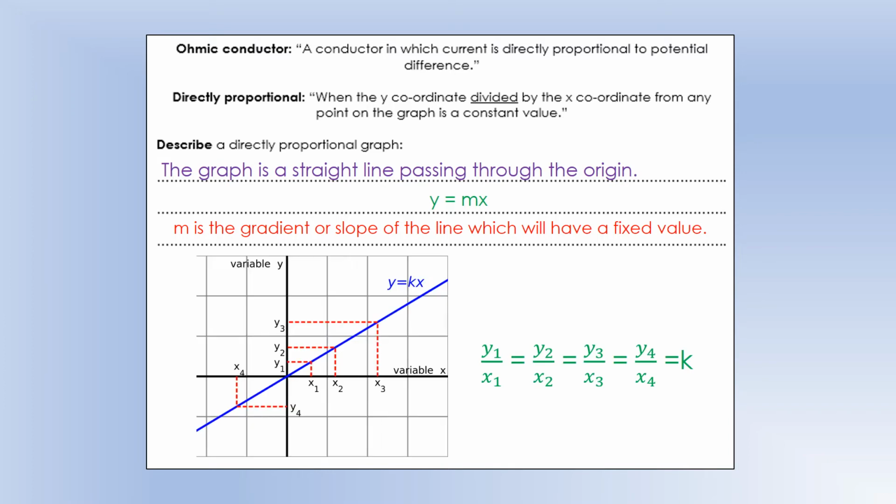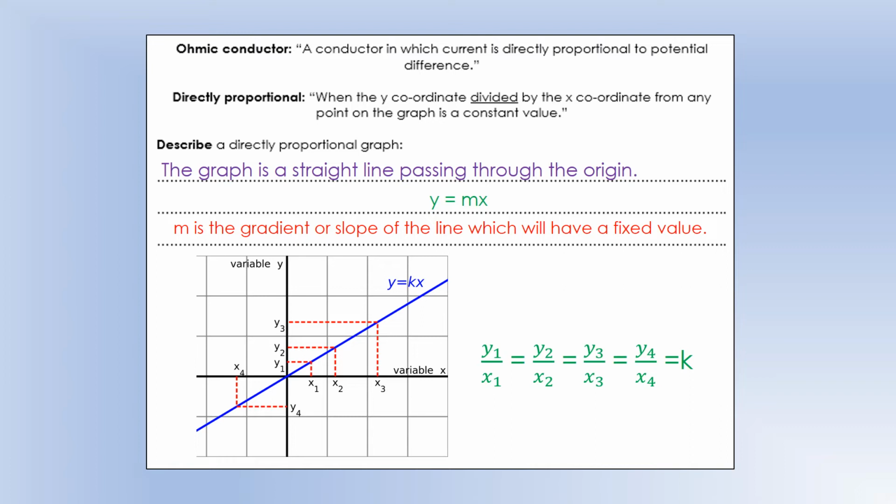So let's have a look at this. On the left, you can see we've got a directly proportional graph. It's a straight line through the origin, and we've picked 4 points on this line, labeled x1, y1 to x4, y4. What we should find is that y1 divided by x1 should be the same as y2 over x2, etc. And if k is the gradient of the graph, all of those divisions should be pretty much equal to that value of k.